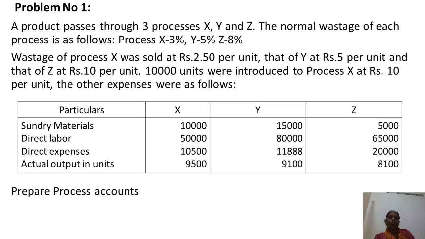In the same way, on the credit side of the process Y account, the units that are left over, completely reduced, along with the amount should be transferred to the process Z account. Apart from that we have to write some other items on the debit side of the process Z account, that is sundry materials, direct labor and direct expenses: 5,000, 65,000 and then 25,000.